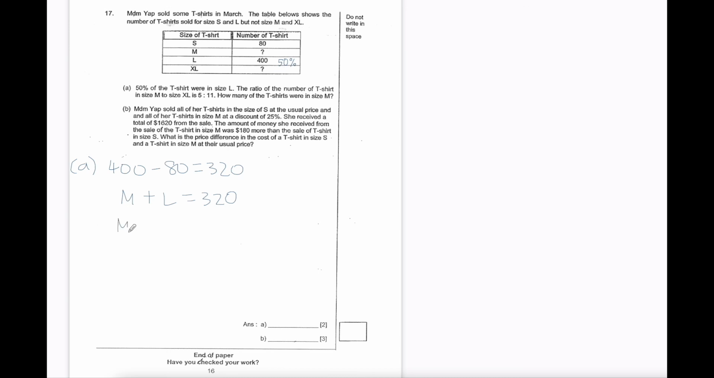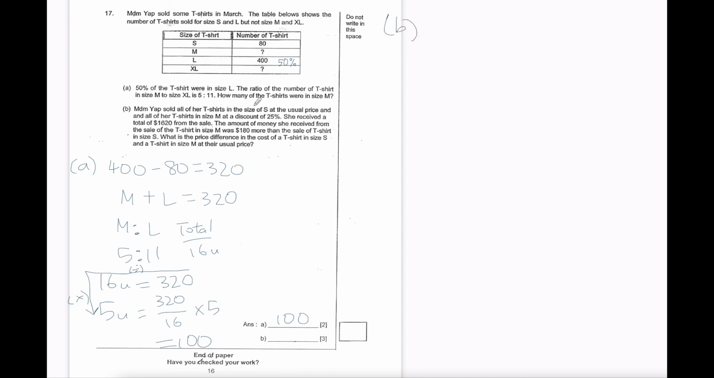And the ratio of M to L is 5 to 11. Okay, total there are 16 units. So 16 units equals 320. Okay, so how many t-shirts were in size M? M size is 5 units. So we can just straight away find 5 units. And we can use this method: 320 over 16 times 5. Your answer will be 100. 2 marks. Okay, let's do part B here.